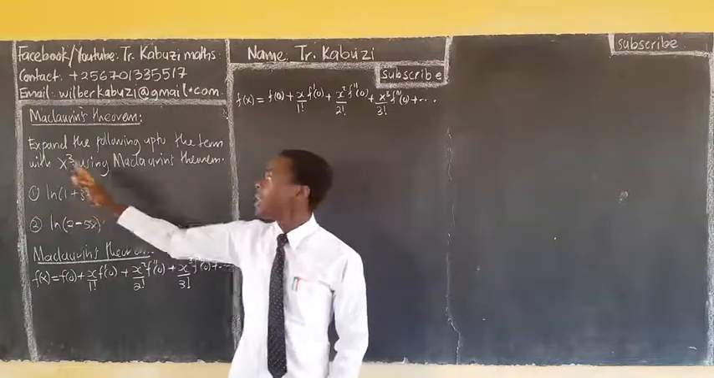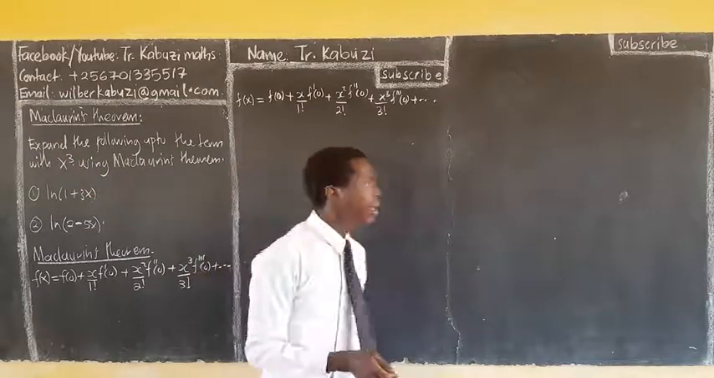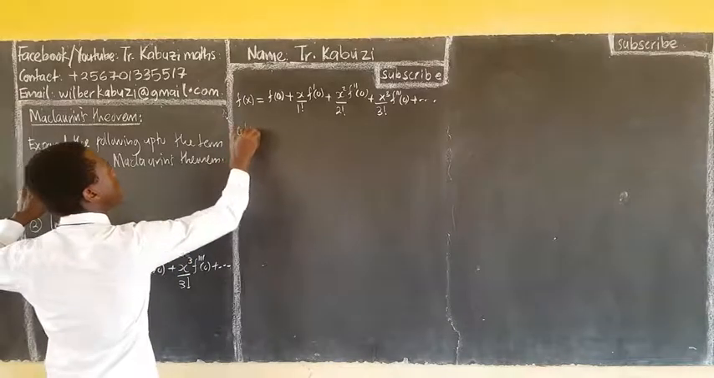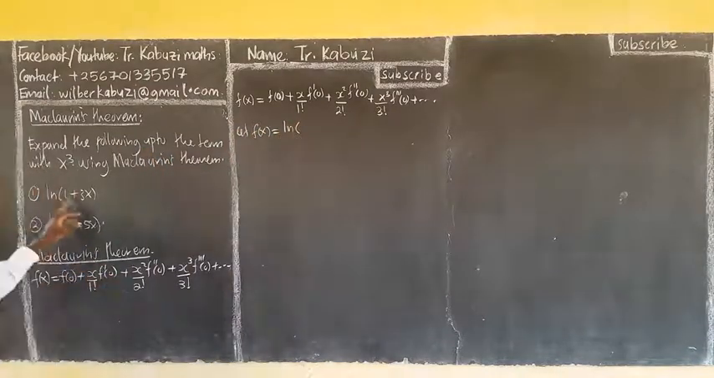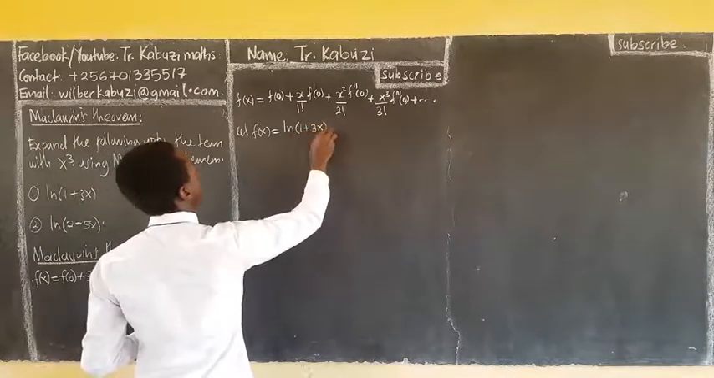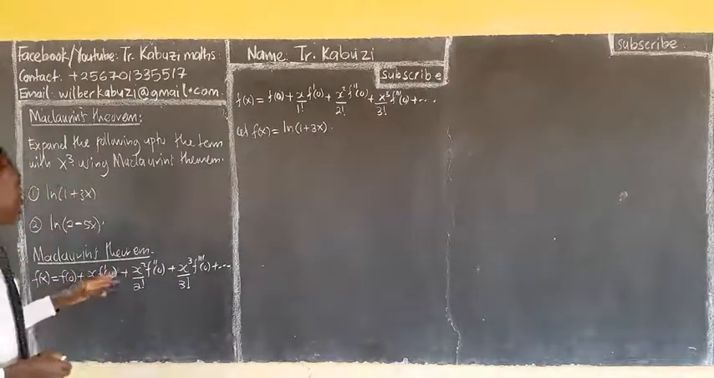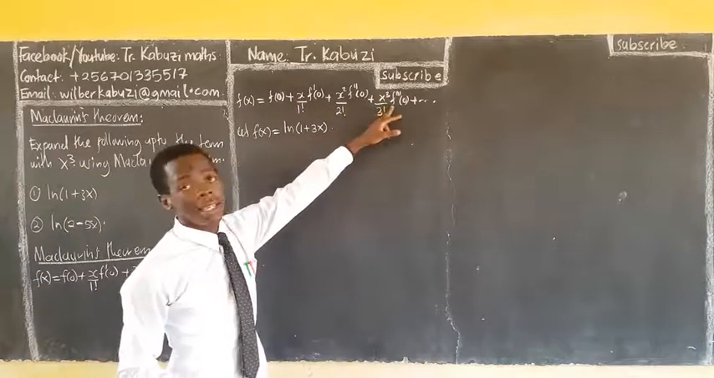So in this question now they are saying expand the following up to the term with x cubed using Maclaurin's theorem. Of course, I'm going to handle this, you handle this every time. What you do first, you say let our function f of x be the natural log of the function you want to expand, which is 1 plus 3x. Then you need to evaluate it at 0, you need this derivative, you need this second derivative, you need its third derivative.